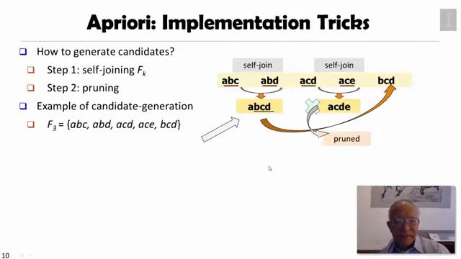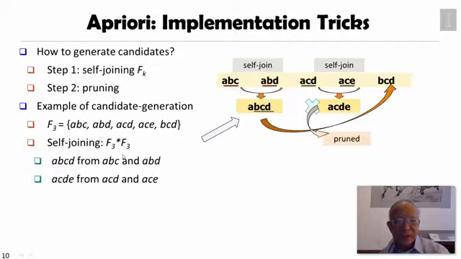The concrete implementation actually involves self-joining and pruning. Self-joining goes like this. We get ABC and ABD. The first 2 items are the same, and the third one is different, so we generate this candidate set by self-joining. Similarly, we get ACD and ACE. The first 2 are the same, and the third one differs, so we put them together and get this candidate set.